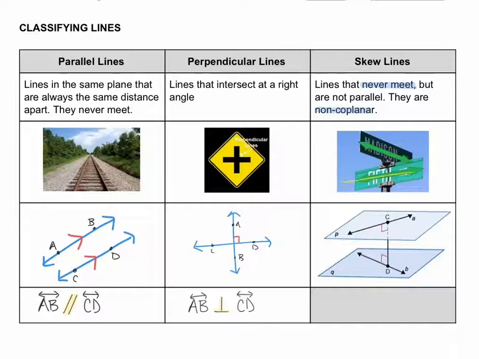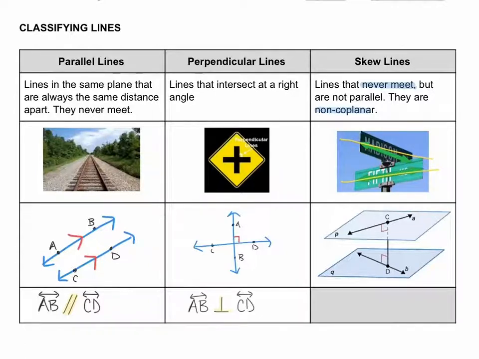You can see we've got these two lines of these street signs, and one line is completely above the other one, and so because of that, these lines are never going to meet. But there's no way we could draw a plane that would fit both of these lines. That makes these lines non-coplanar. That's why these lines are skew lines.